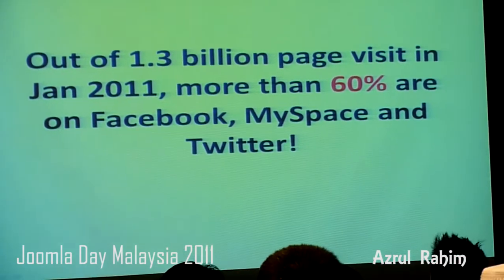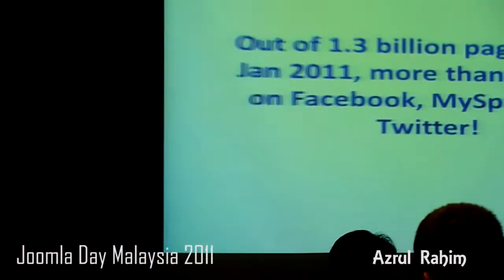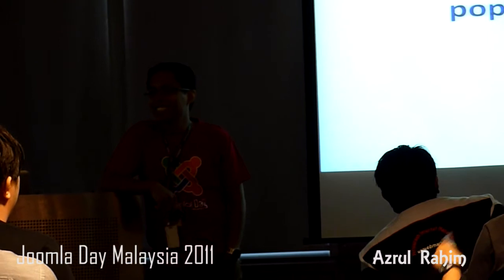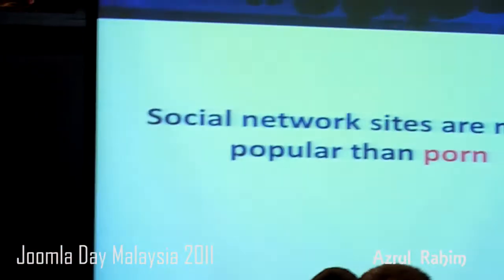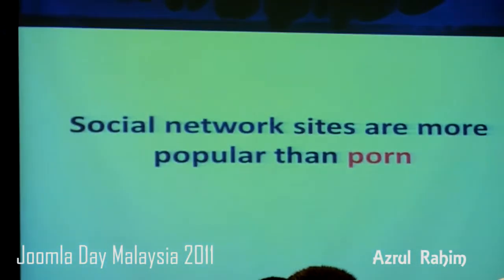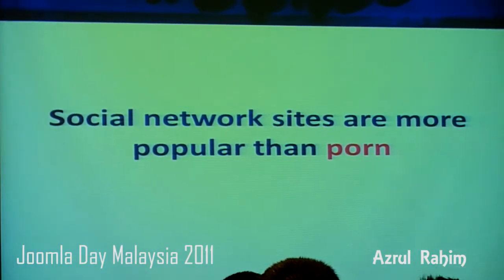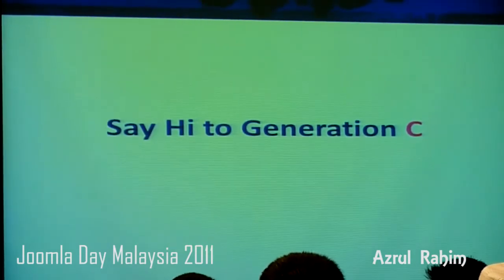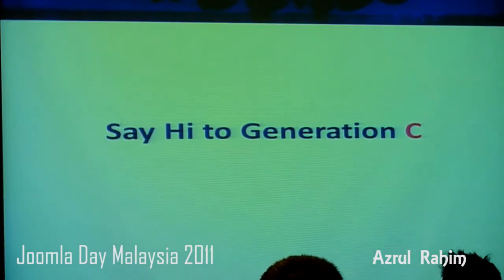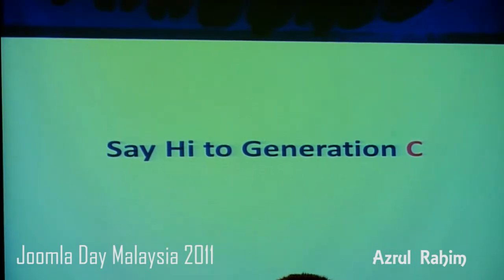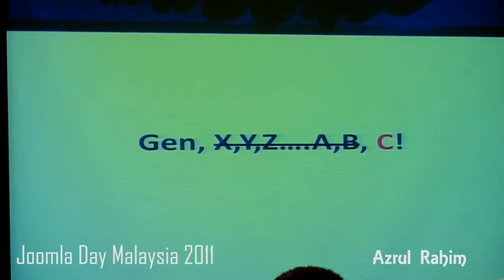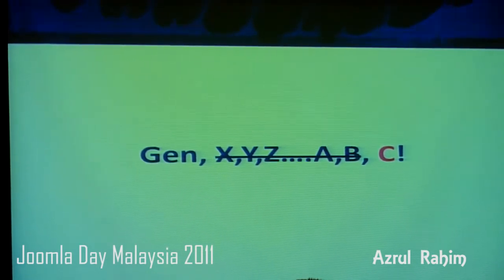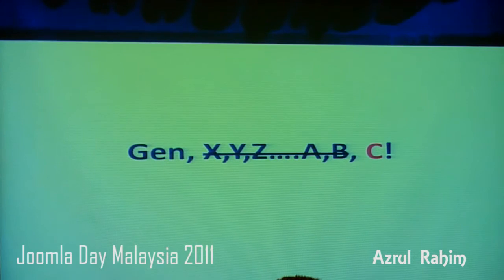Okay, so why is this? This shows that all the social media sites are getting very popular. And it's because we have a new generation of users, of people here, and it's called Generation C. It's not X, Y, Z, or we skip all the way back, because we ran out of alphabet already. Go back all the way, skip A, B, go straight to C.